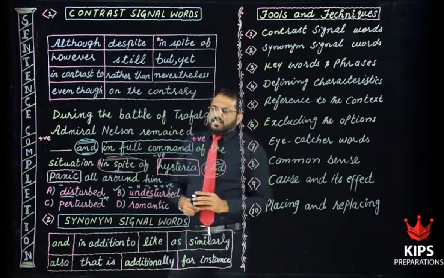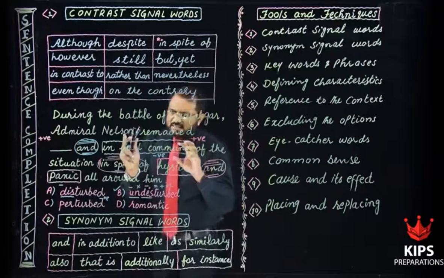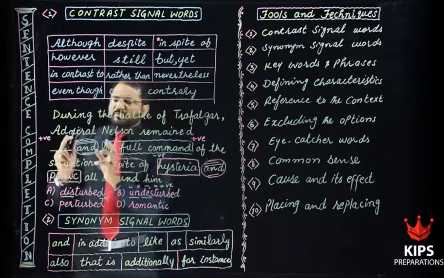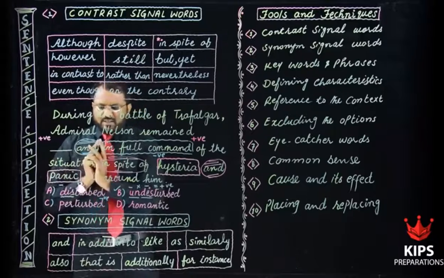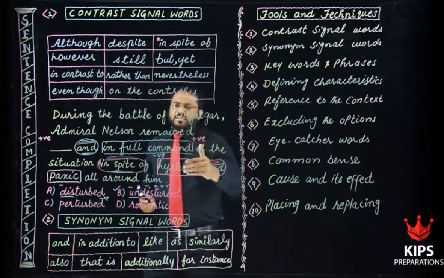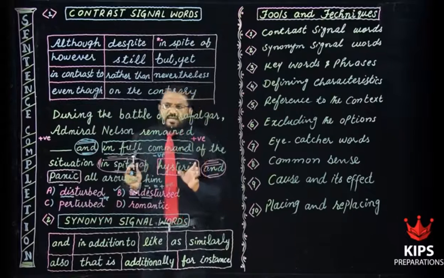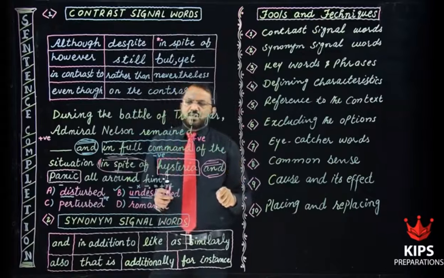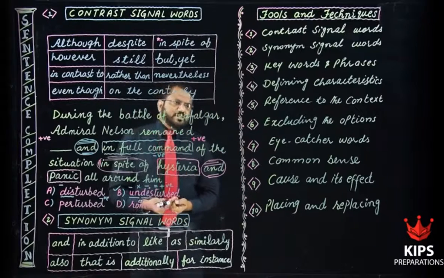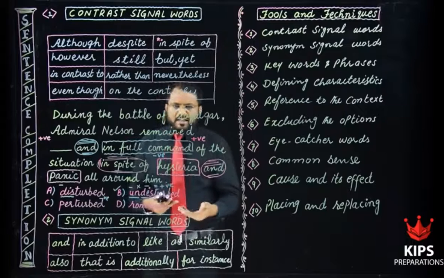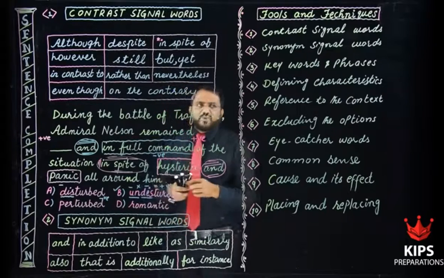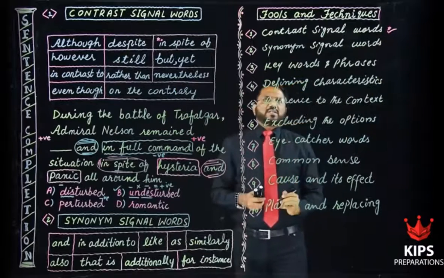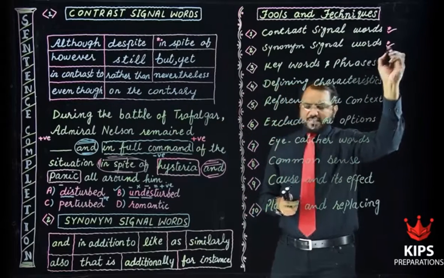All right. This is how we go. If the word after the synonym signal word is positive, then the word before "and" should also be positive. This is how we have looked at the application, how to apply this. Knowing the rules is important, but the most important thing is to know how to apply these techniques to the questions when you are given them in the exams. So far we have discussed two techniques. The first one is contrast signal words, and the second one is synonym signal words.